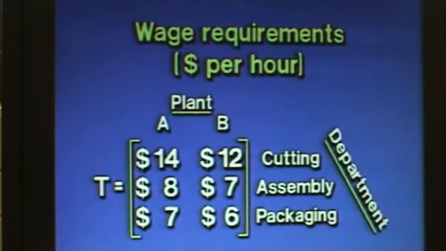Well, here are the wage requirements. Now, this is in dollars per hour. We have two plants, you see, plant A and plant B, and here are the various departments that are designated on the right: the cutting, assembly, and packaging. Well, with that in mind, we can answer these questions involved in the problem.